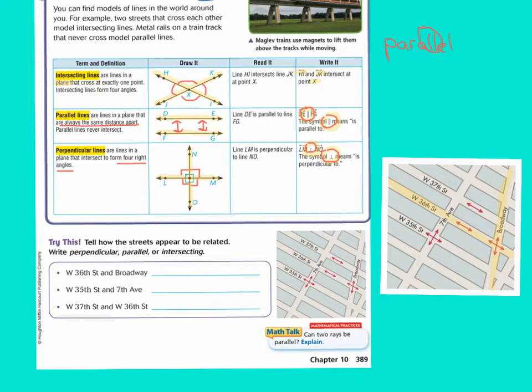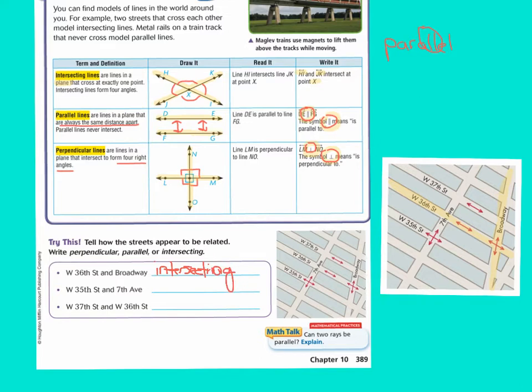And I do see that Broadway is a little bit, I guess it depends on which one you're looking at, but they're slanted. The lines are slanted, and therefore they're not creating that nice square corner. So in this case, West 36 and Broadway, they're going to be intersecting lines. So they cross, intersecting, but they do not form right angles.